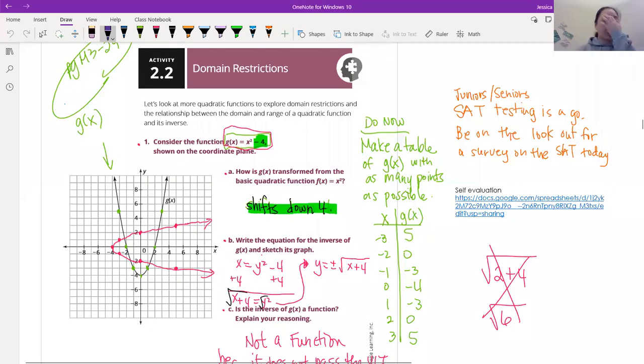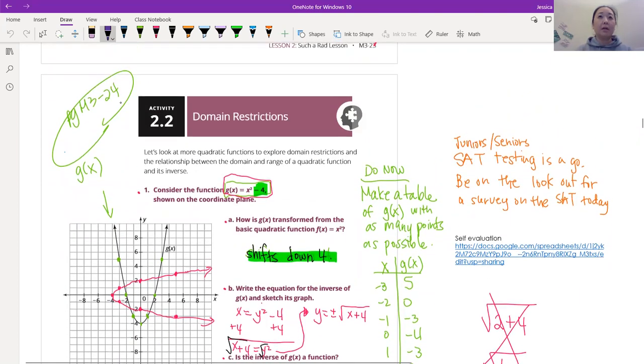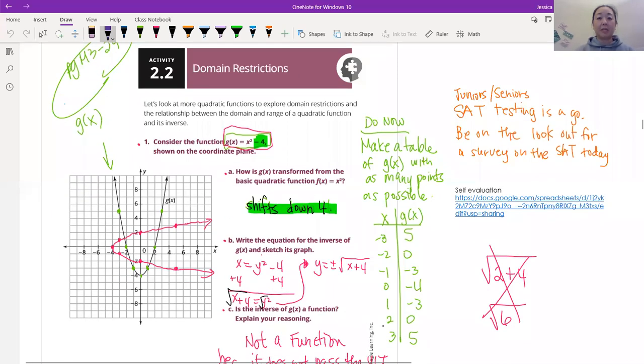Hi everyone. So today we're working on 2.2, still in lesson 2. This is on page 24 right here. We're still on such a rad lesson. And here's our do now. Our do now is right here on the right in green.